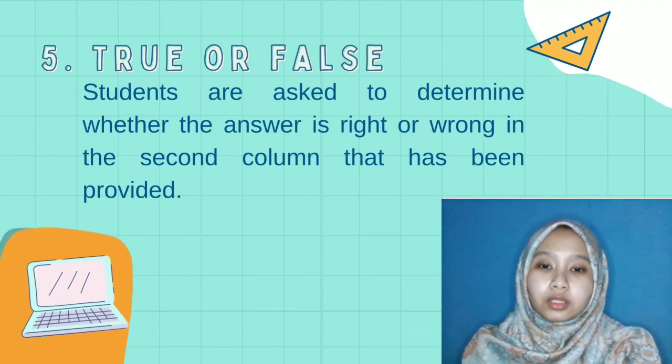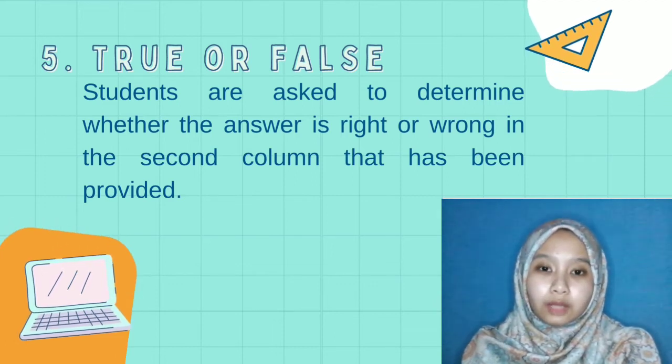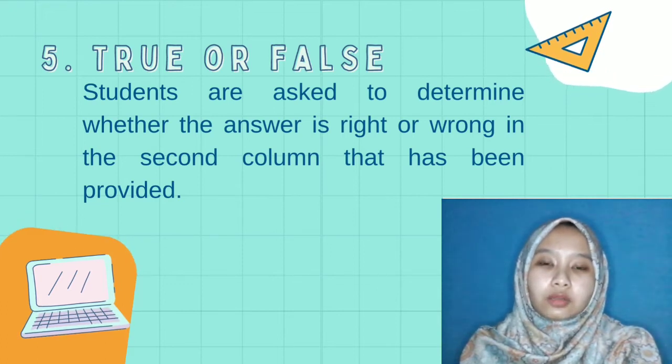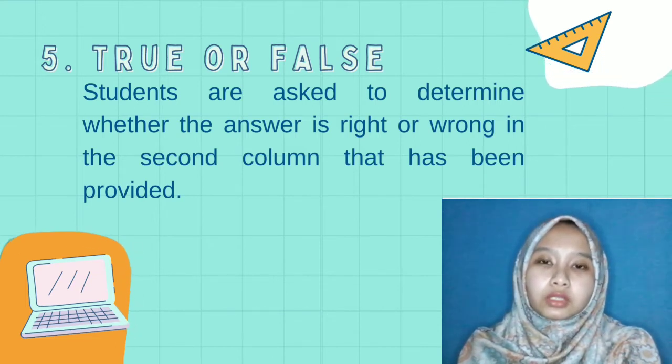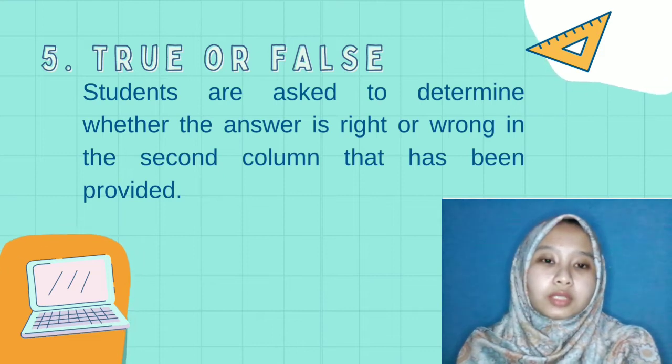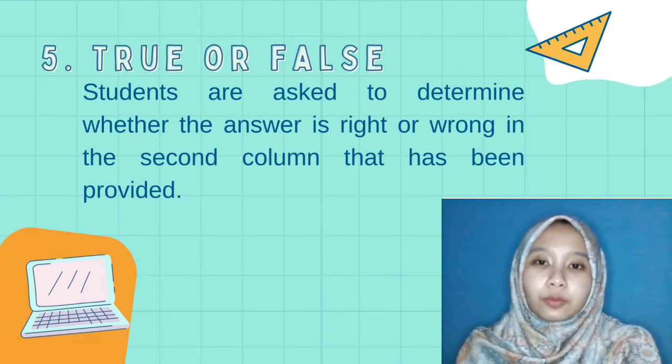Five is true or false. Pertanyaan benar atau salah. This type of test usually consists of two columns. The first column contains several statements that are usually related to a text, dialogue, or monologue, and usually students are asked to determine whether the answer is right or wrong in the second column that has been provided.